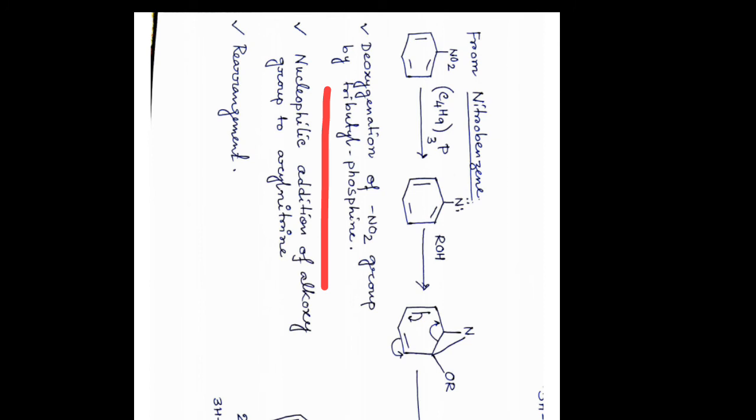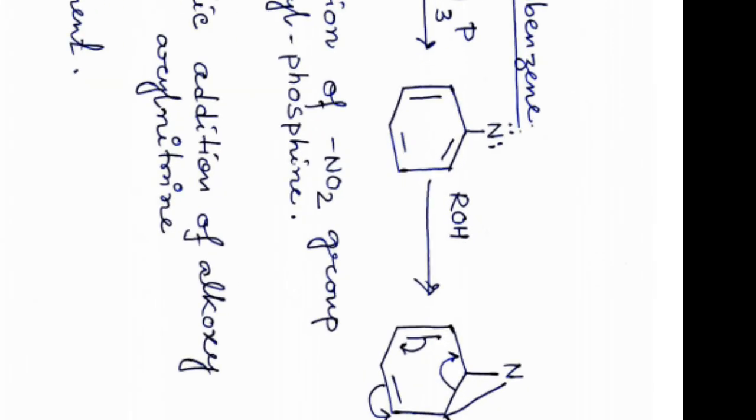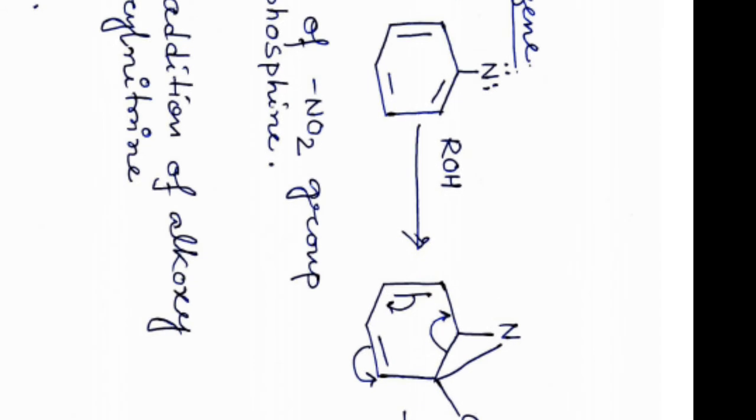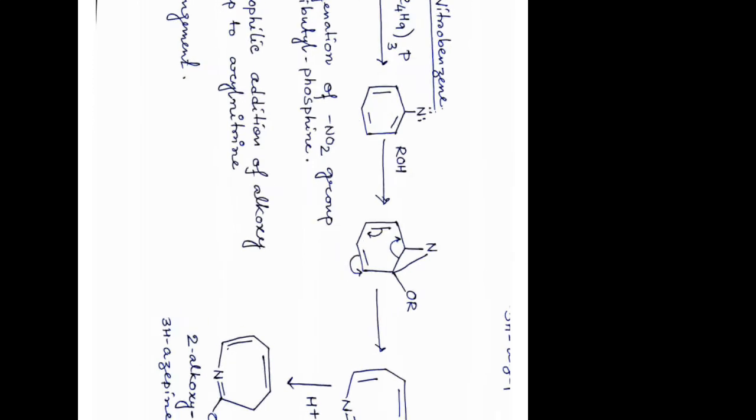Whenever nitrobenzene reacts with tributyl phosphine, you get a specific structure through deoxygenation of the nitrobenzene, and only nitrogen is there along with its lone pair along with the benzene moiety. That is the deoxygenation reaction. This is elimination of the nitro oxygen atom from this structure. Now this is the first step.